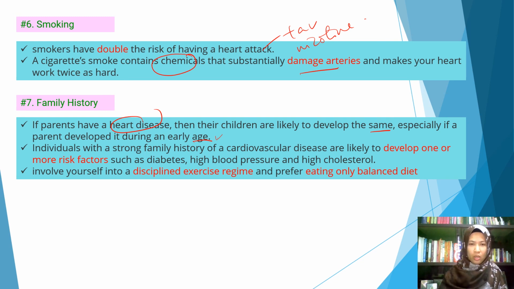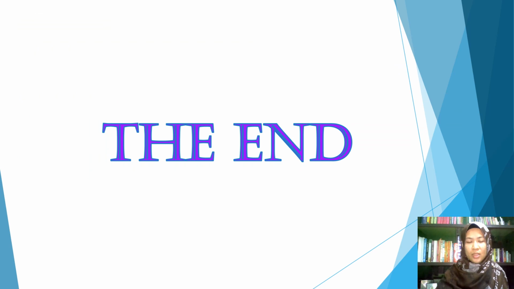And please control your consumption of cholesterol rich food. Okay, fast food, example KFC, Pizza Hut, and so on. Okay, so individuals with a strong family history of a cardiovascular disease are likely to develop one or more risk factors. Jadi kat sini, kalau memang sejarah salah satu keturunan awak, okay, ada penyakit diabetes, okay, ada penyakit hypertension, so memang lebih mudah untuk dapat. Okay, and please involve yourself in a disciplined exercise regime. Seminggu 3 kali. Okay, dan please jaga pemakanan. Eating only balanced diet. Sekali-sekala, jangan jadikan every day is a cheat day. Tak boleh lah. Okay. So that's all. Thank you.